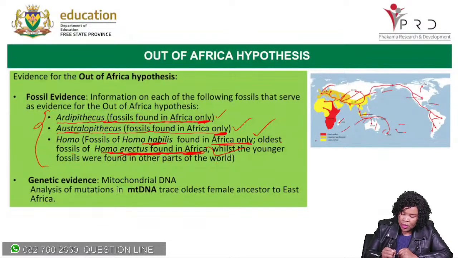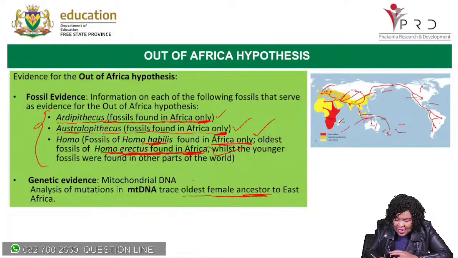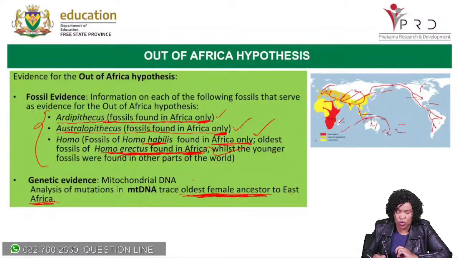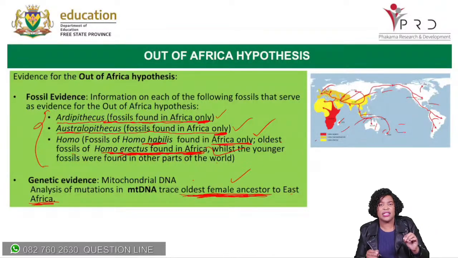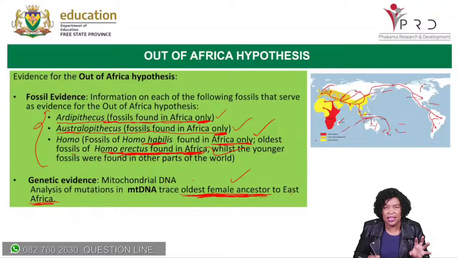And then some of the evidence that was used was genetic evidence from mitochondrial DNA. The analysis of mitochondrial DNA traces the oldest female ancestor to have been found today to be in East Africa. So this also plays a very important role in giving us that evidence, to say the oldest female ancestor was found where? In East Africa. That was through the analysis of mitochondrial DNA.